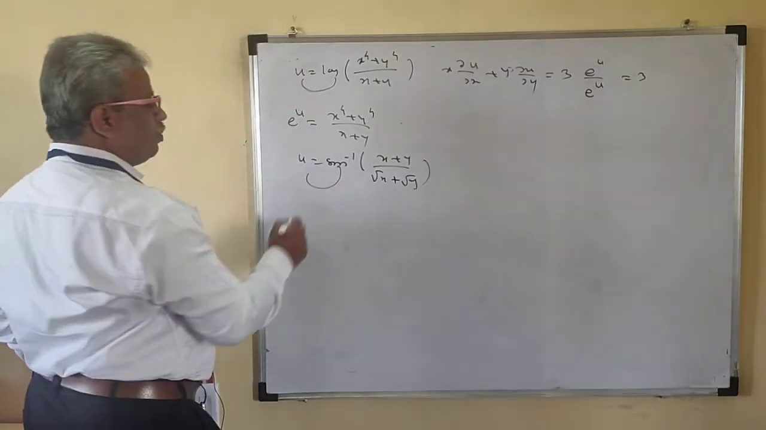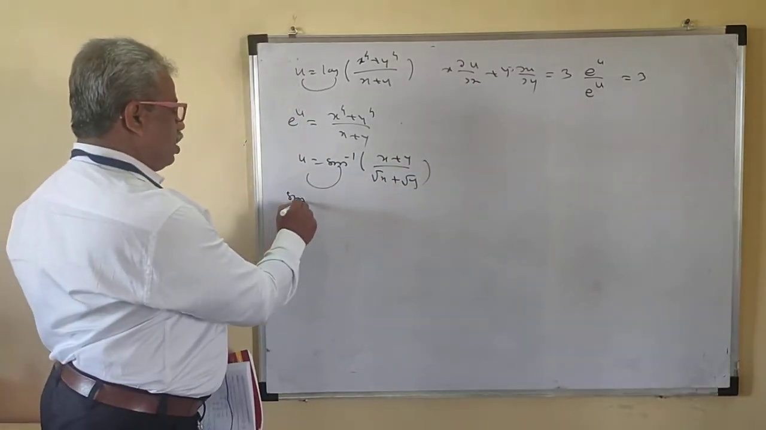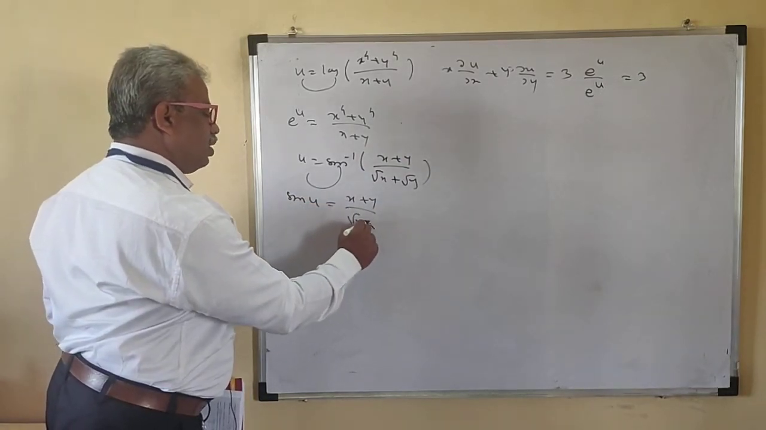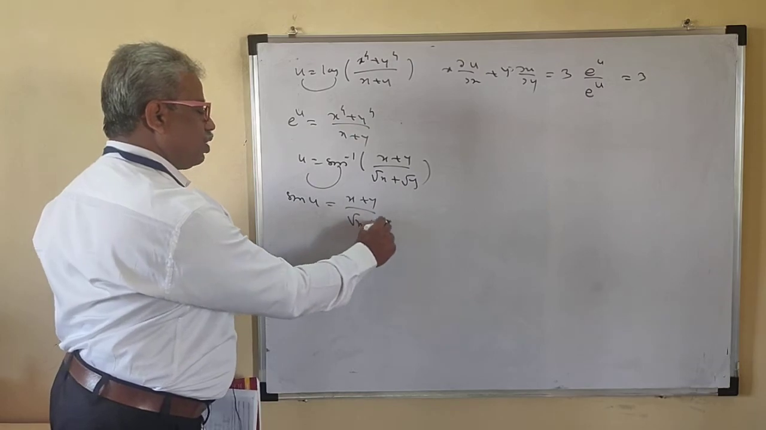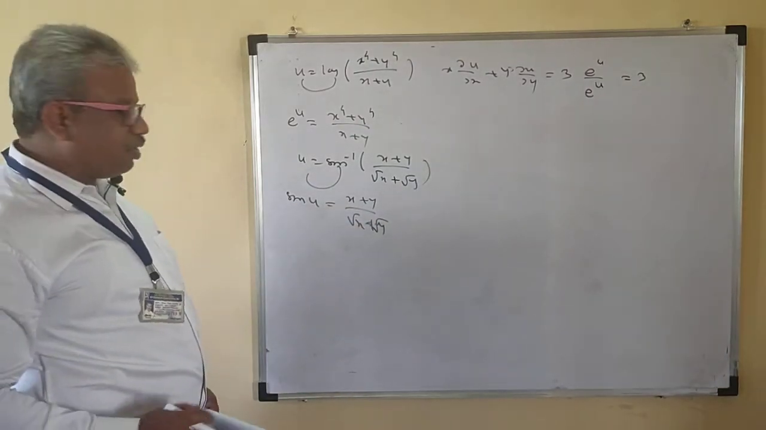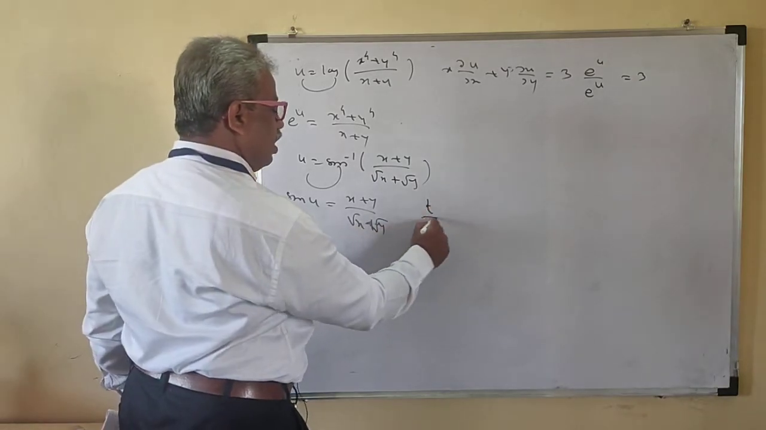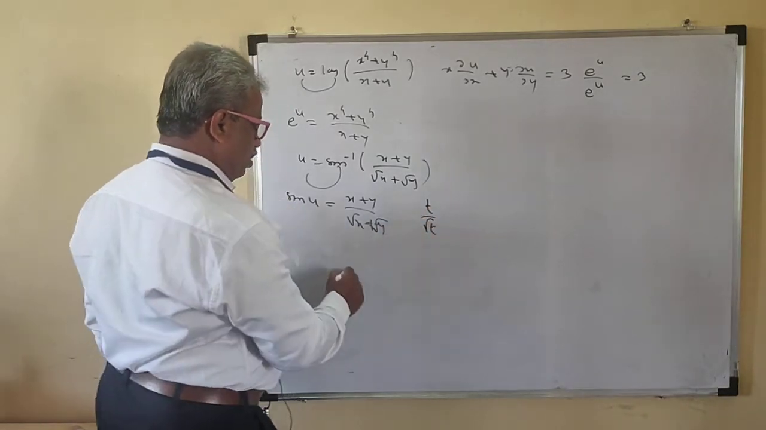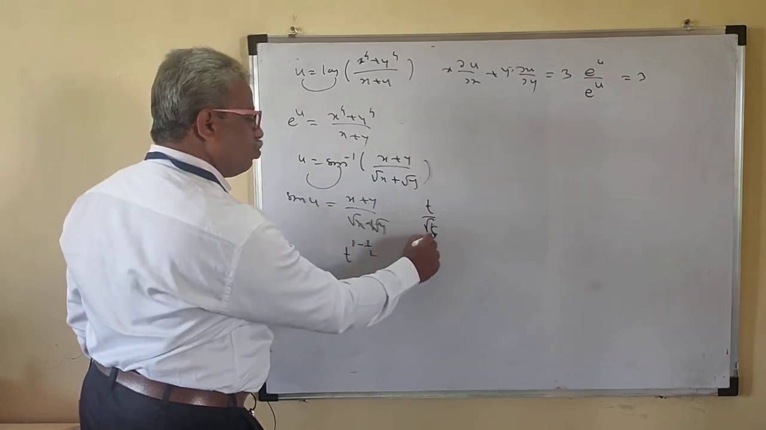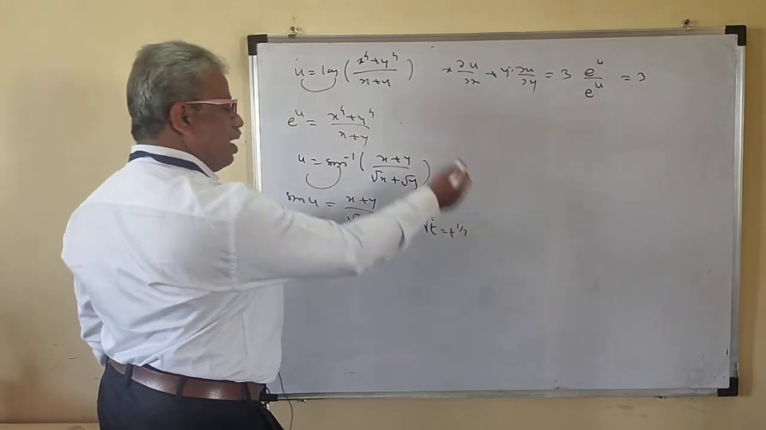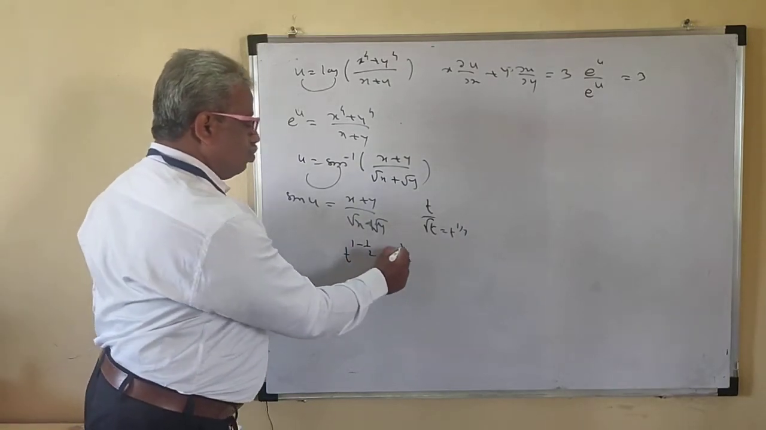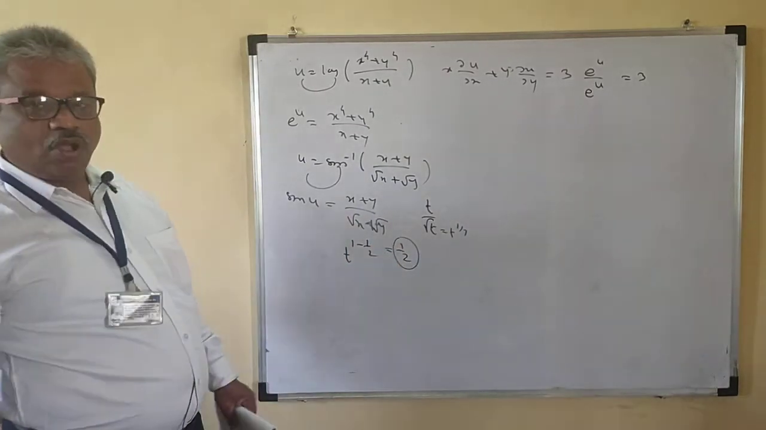If you shift the sin inverse to this side, this is sin u, which equals (x + y) upon (root x + root y). If you put x = tx and y = ty, then t will come out from the numerator and root t from the denominator. So t raised to 1 minus half, since root t means t raised to half, will be there. That gives t to the half, so this is a homogeneous function of degree half.